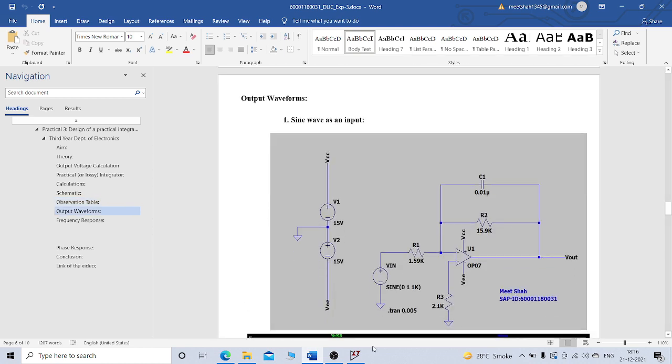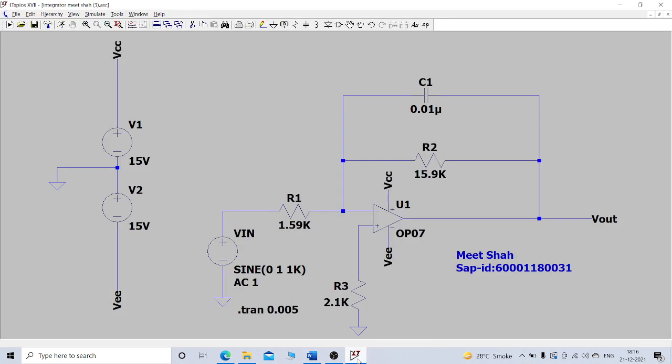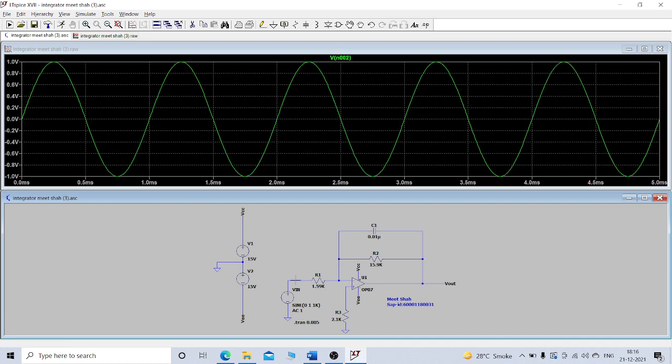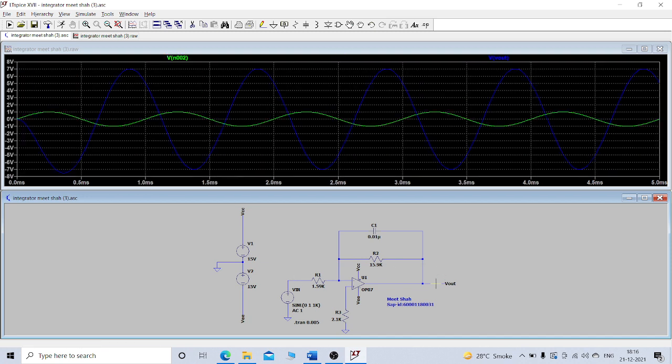Now when we have a sine wave as an input, we get an inverse cosine as our output. So we can clearly see that for a sine wave as an input, we are getting an inverse cosine as our output.